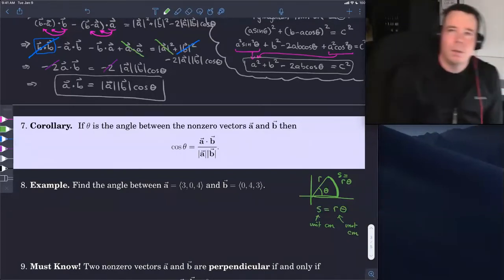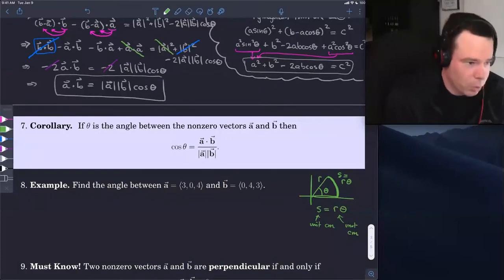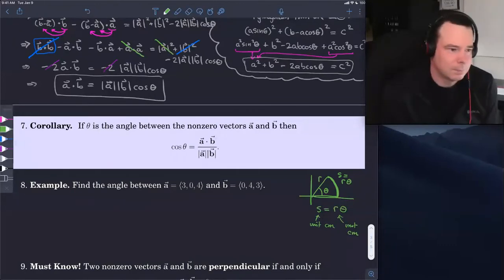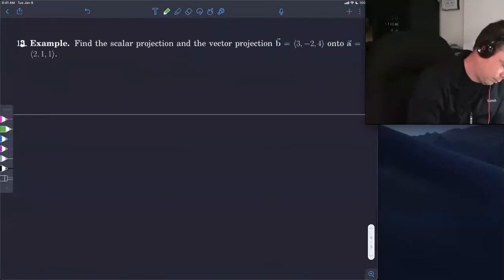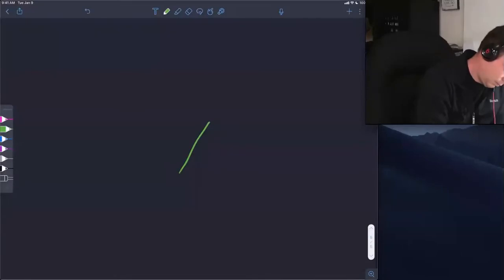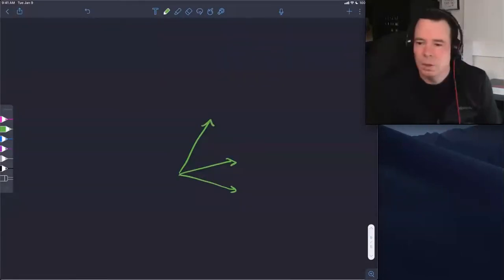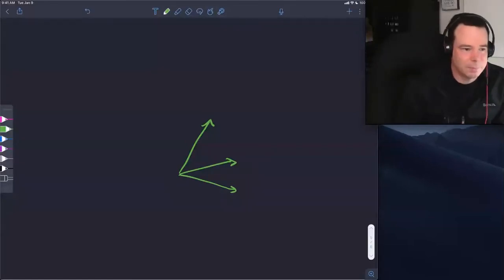Oh, go ahead. Yeah, if I had a prism, right? Like I had three vectors starting at the same point, but branching off in different directions, like a prism. So could I measure the angle between them? We're looking at something like this.